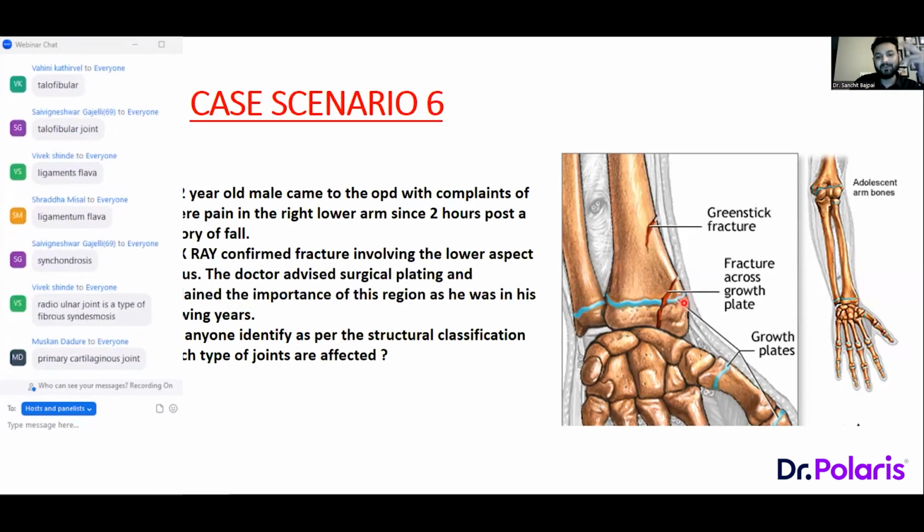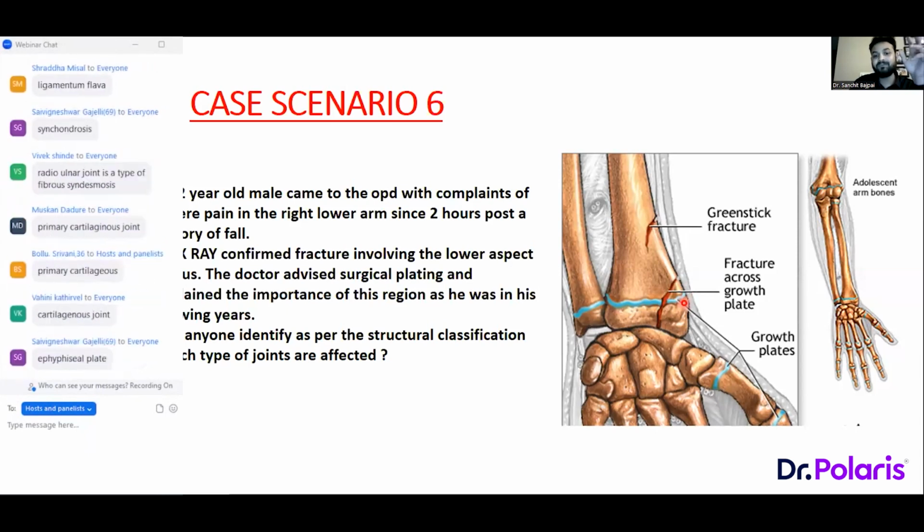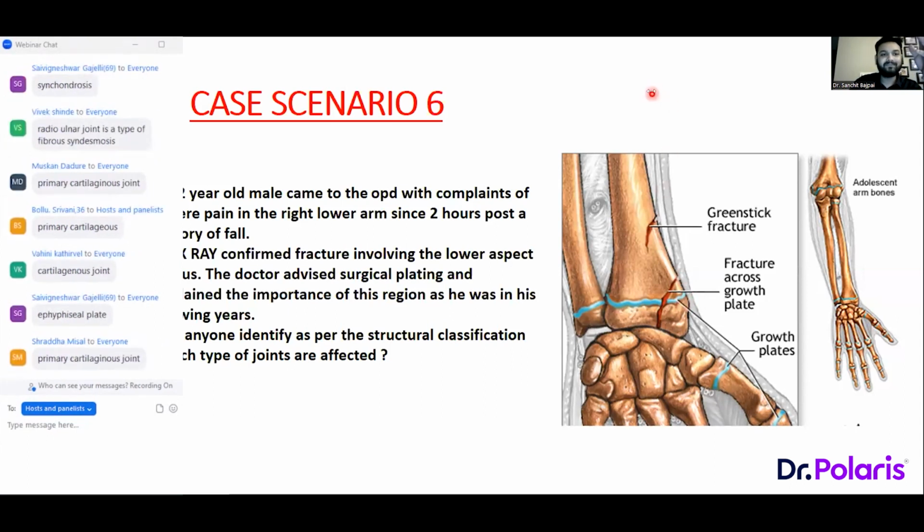So if you think and go back, I told you the growing end of the bones, they have got, correct. I think now people are understanding, right? We have got answers. We have first Muskan saying primary cartilaginous joint. Correct. Srivani, primary cartilaginous. And someone saying epiphyseal plate. Very good. So to be specific, this is a type of primary cartilaginous joint, and under that the example is an epiphyseal plate.